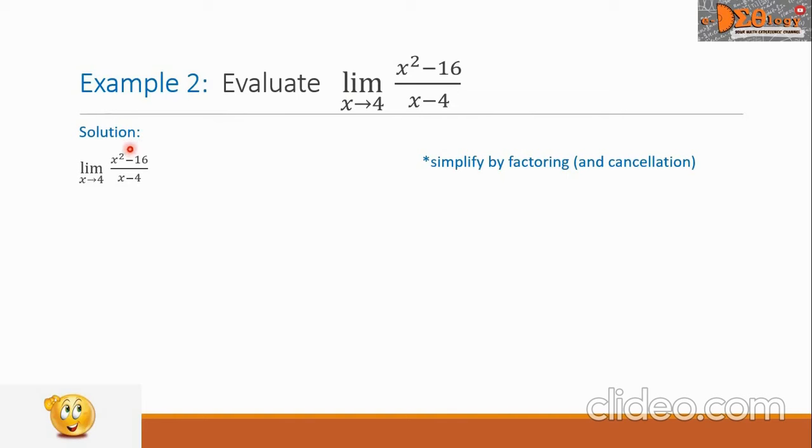The x squared minus 16 can be factored out into x minus 4 times x plus 4. We can see now that the x minus 4 is common in the numerator and in the denominator. So we cancel that out. The limit of the function is now simplified into x plus 4.